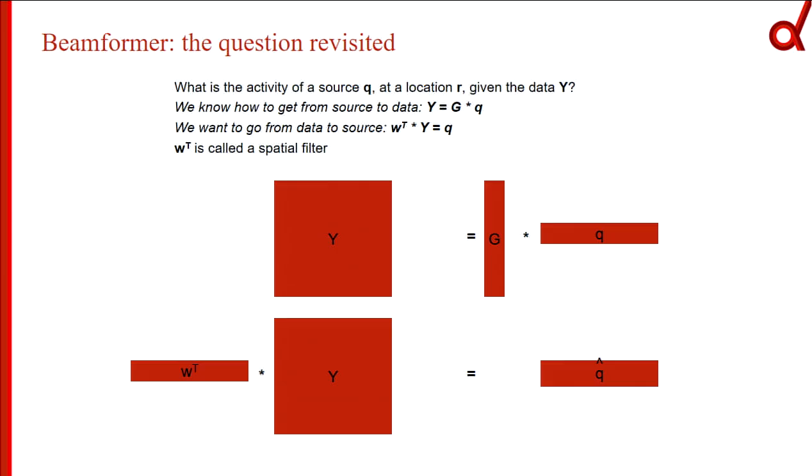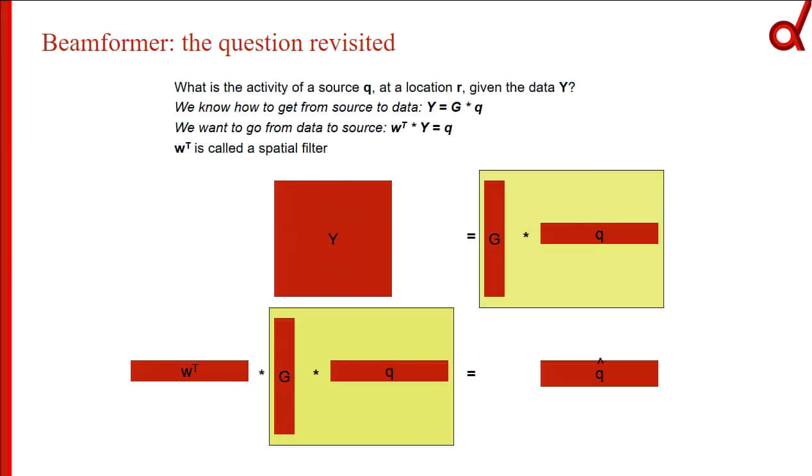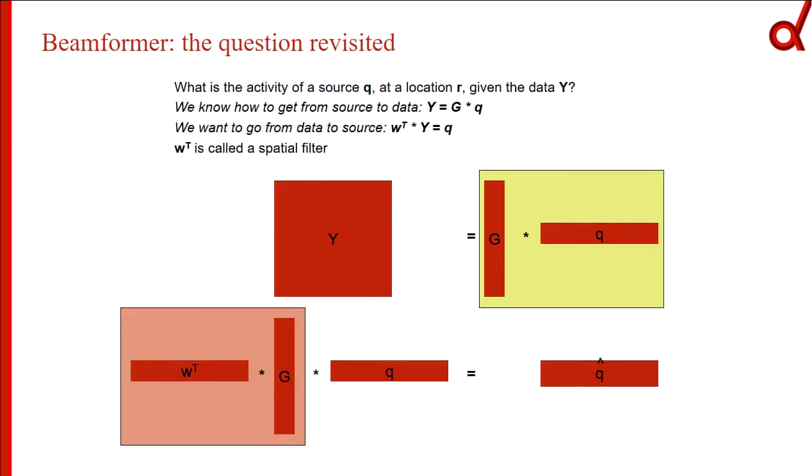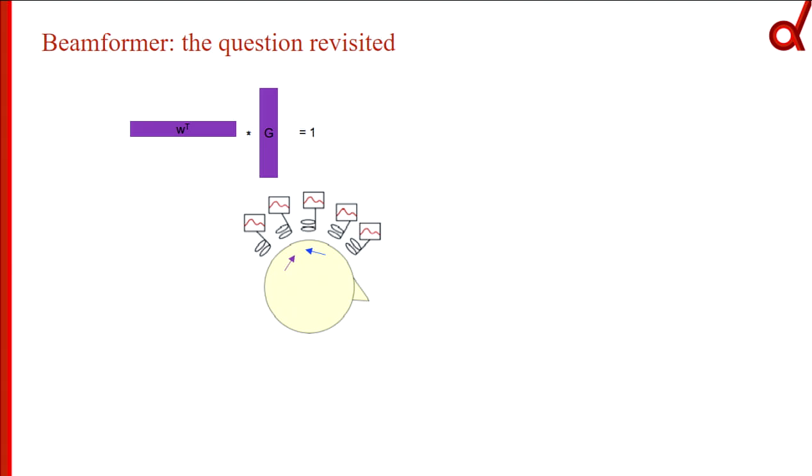So if we now do a little bit of basic mathematics, don't be afraid. We take this matrix, which is equal to Y, and put it here. So we have W times G times Q, where Q is the source we want to estimate. This part can be normalized, so we divide it by Q, so everything has to be 1. So basically the weights times the forward model has to be equal to 1 at the source we want to estimate.